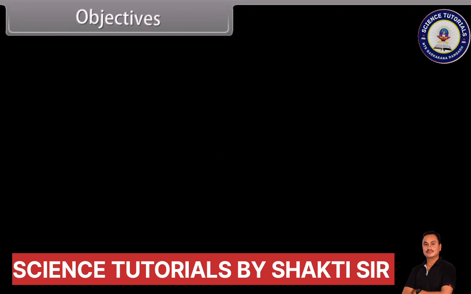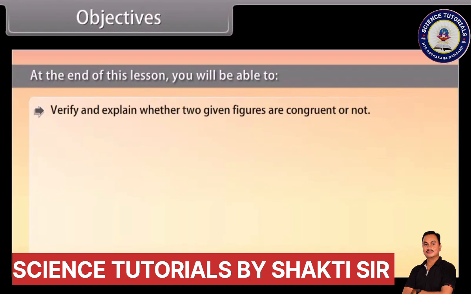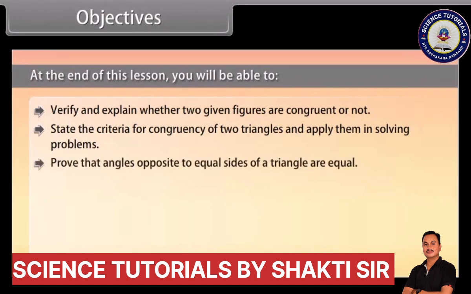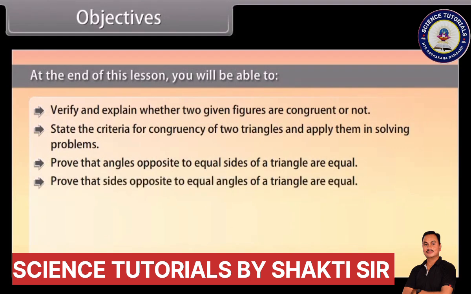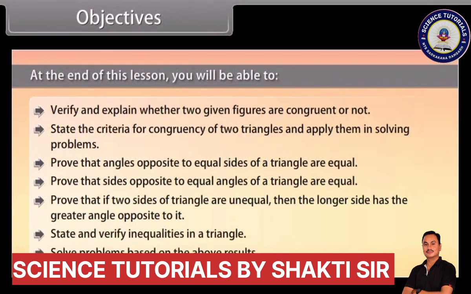Objectives. At the end of this lesson, you'll be able to verify and explain whether two given figures are congruent or not, state the criteria for congruency of two triangles and apply them in solving problems, prove that angles opposite to equal sides of a triangle are equal, prove that sides opposite to equal angles of a triangle are equal, prove that if two sides of a triangle are unequal, then the longer side has the greater angle opposite to it, state and verify inequalities in a triangle, and solve problems based on the above results.